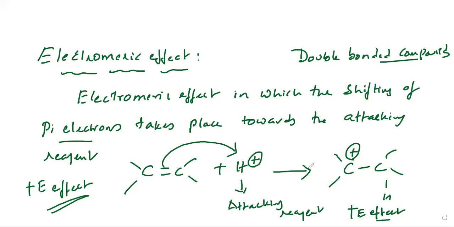Okay, students, have you understood what is electromagnetic effect? Electromagnetic effect is the effect in which the shifting of pi electrons takes place towards the attacking reagent. Inductive effect takes place in the single bonded compounds. Electromagnetic effect takes place in the pi bonded compounds. Understood, students? Next we have negative electromagnetic effect. What is meant by negative electromagnetic effect?